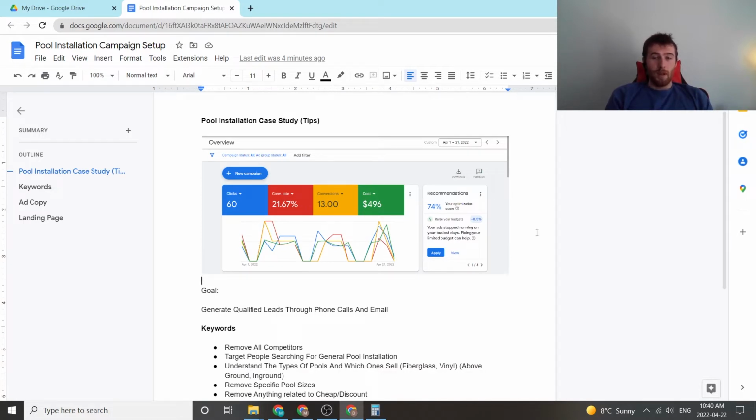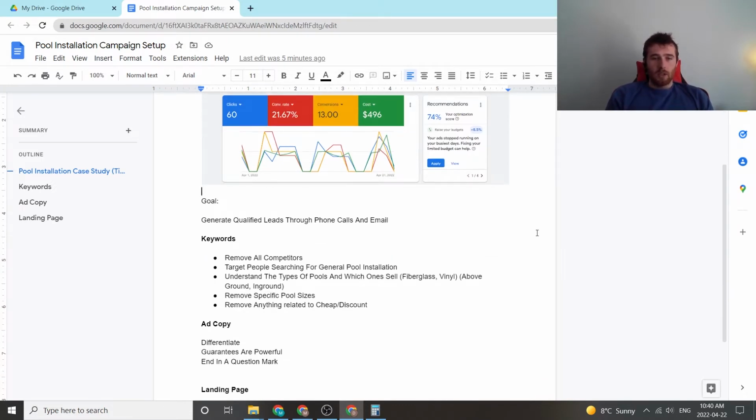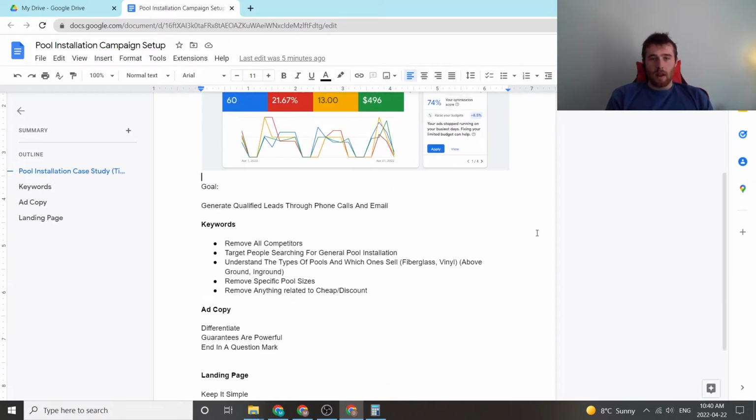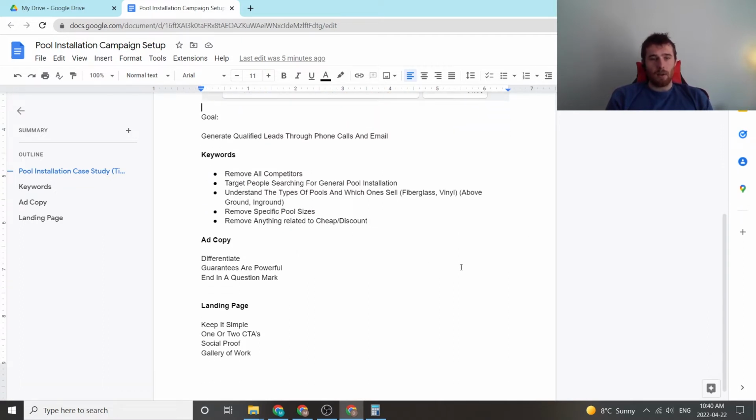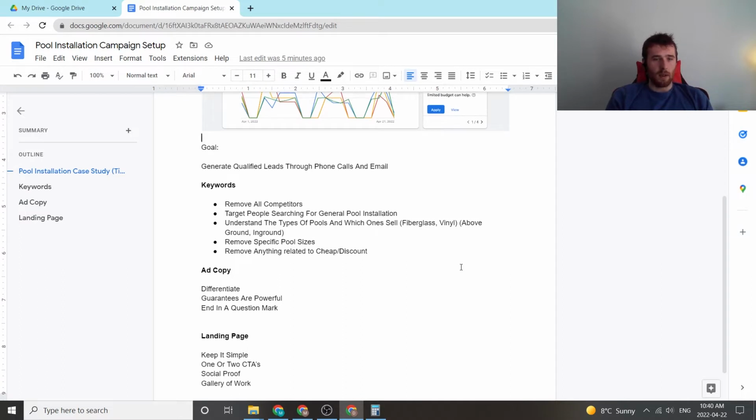This is essentially using everything I said in the video previous to this, using the exact same schematics I gave you and going over everything. And I'll put a link to it up in one of these corners if you want to check it out. It goes over how to build the actual pool installation campaign from scratch and everything you have to do. Very useful. So a few things to consider in this campaign were the keywords, the ad copy, and the landing page. These are the most important bits.